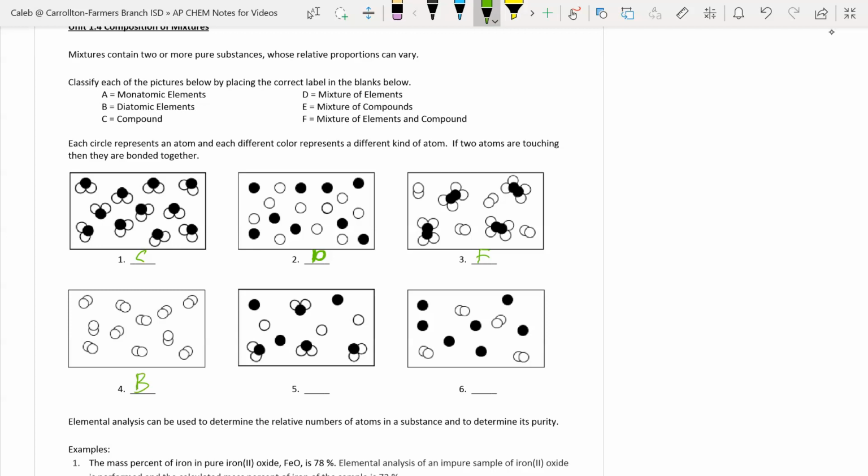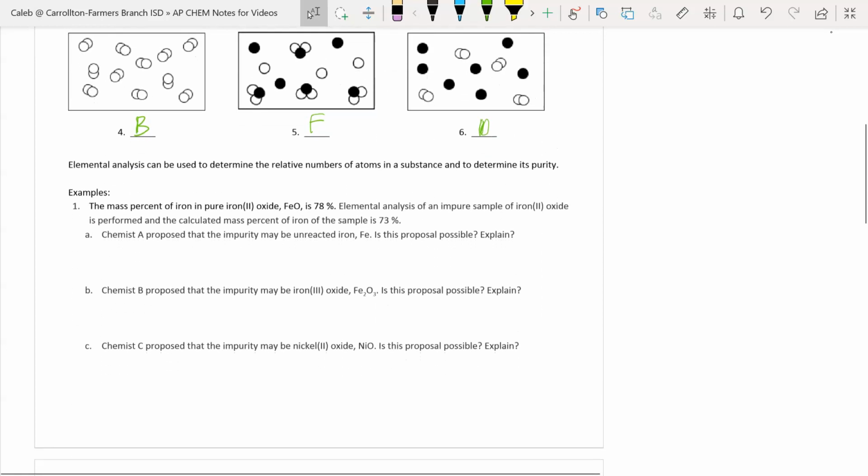Number 5. I've got two different types of elements floating around, and I also have one type of compound in there. So this is a mixture of elements and compounds. And then over here, we've got a diatomic element and a monatomic element. So we have a mixture of elements, D. Hopefully that's a good review for you. This is something that we should definitely know.